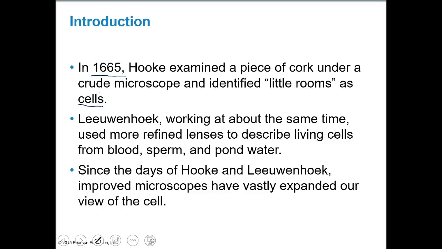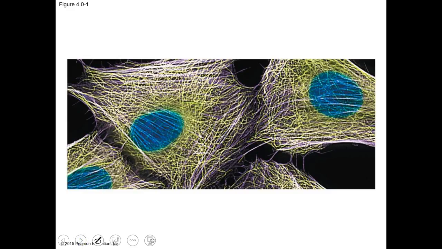So Leeuwenhoek, working at about the same time, used more refined lenses to describe living cells from blood, sperm, and pond water. Since the days of Hooke and Leeuwenhoek, we have improved microscopes and have vastly expanded our view of the cell. This is a lot of cool stuff that we found over time. Just the intro. We can see this kind of stuff now, which is really difficult to see and very, very cool. So we're going to talk about a lot of these parts coming up in the next lecture.